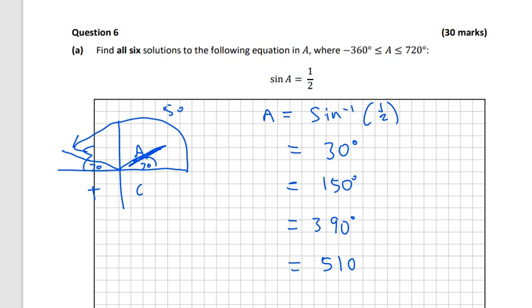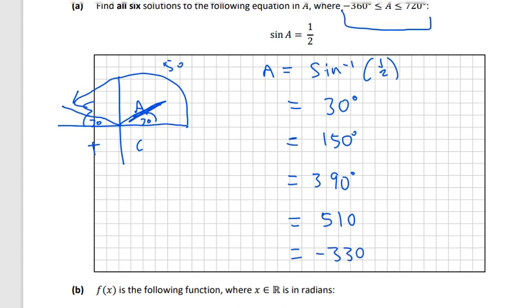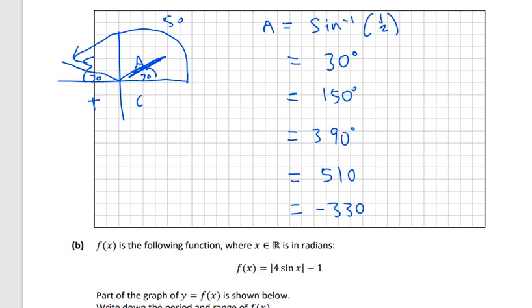And then the important thing here is the bounds. They have to all be between minus 360 and 720. If I was to add on another 360 onto that one or that one, it would take me above the bounds. So we can subtract 360 from 30. So 30 take away 360 is minus 330. That's still within what we want. And if I were to do 150 take away 360, you get minus 210. So there's all 6 solutions then.